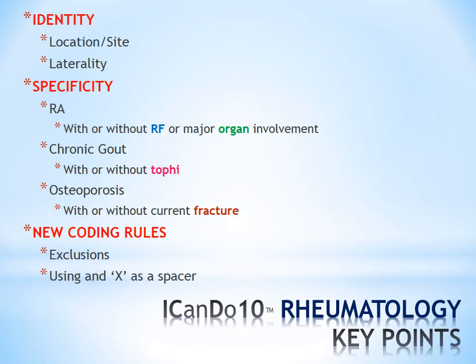An ICD-10 rheumatology code is broken down to its identity, which involves location and laterality, specificity, such as rheumatoid factor positive or negative, tophaceous or non-tophaceous gout, as well as new coding rules, such as exclusions or using the X as a spacer.